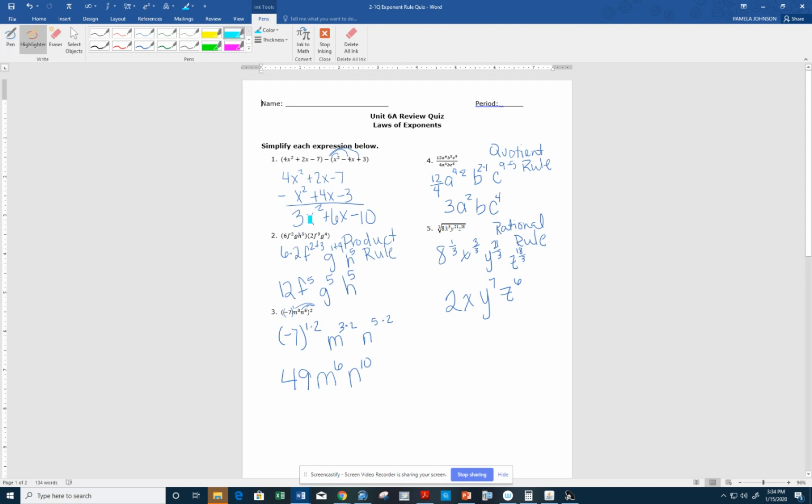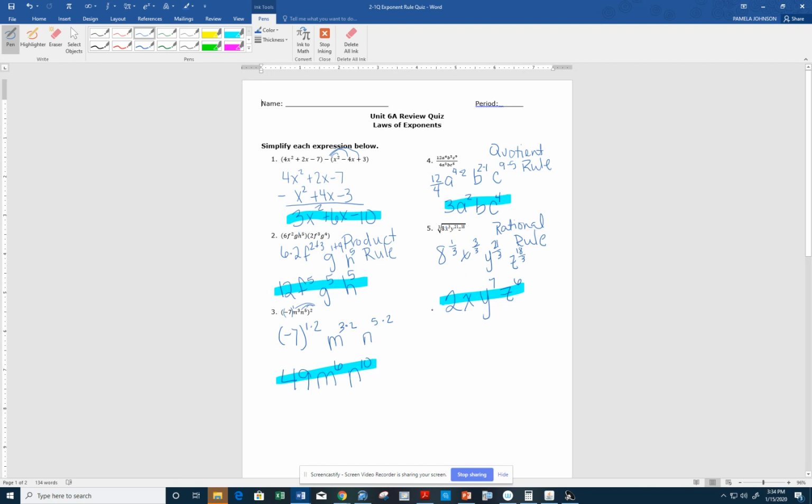So here are our final answers for the front of the quiz, numbers 1 through 5. Okay? Take a look and see how you did. What were your errors? Did you maybe forget to put parentheses around the -7 on number 3? Did you maybe forget to put the 8 to the 1/3 power in, and you ended up with an 8 instead of a 2? Okay.